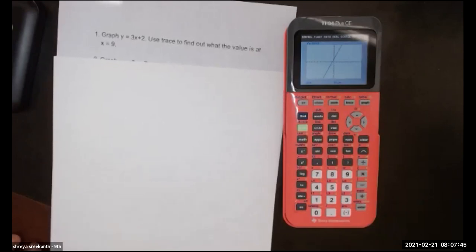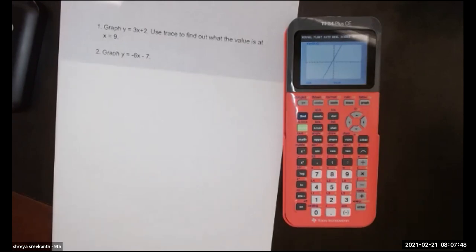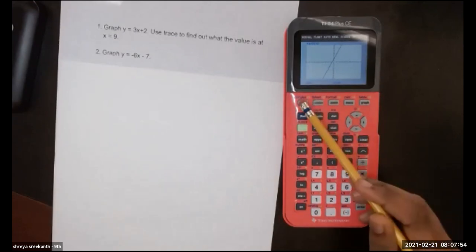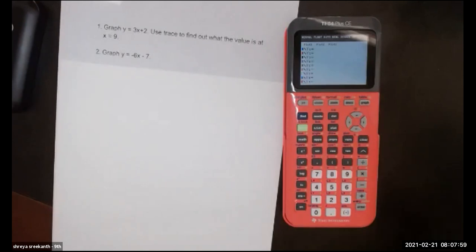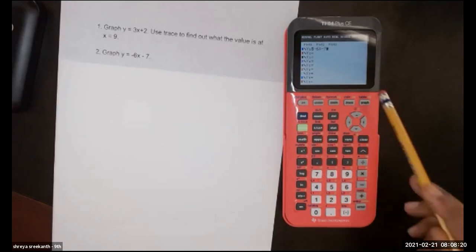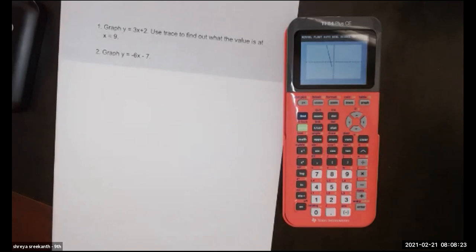Okay. I'll go into number 2. Graph y equals negative 6x minus 7. To graph that, we go to y equals, and then we clear out the previous equation. When you're graphing this equation, make sure that you use the negative sign for the negative 6x instead of the minus sign, because if you use the minus sign, you're probably going to get an error. So you use the negative sign for negative 6x, and now you use the minus sign here because you're actually subtracting something. So minus 7, and you graph that. And that's what your graph should look like on your calculator.